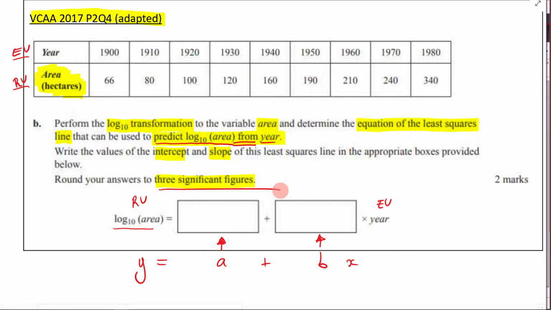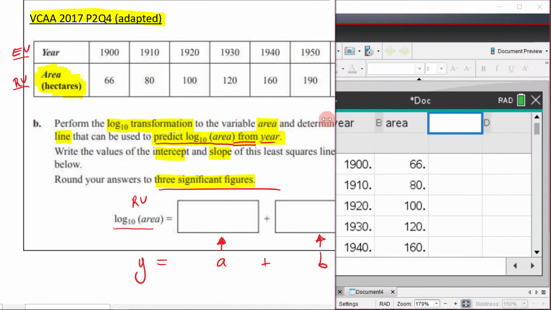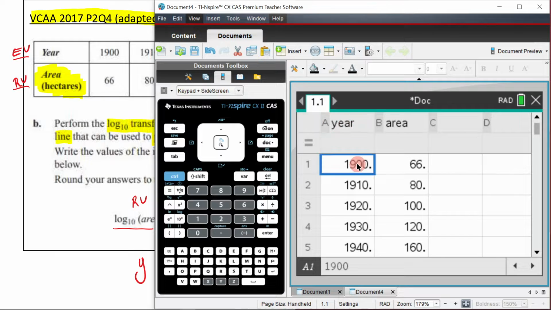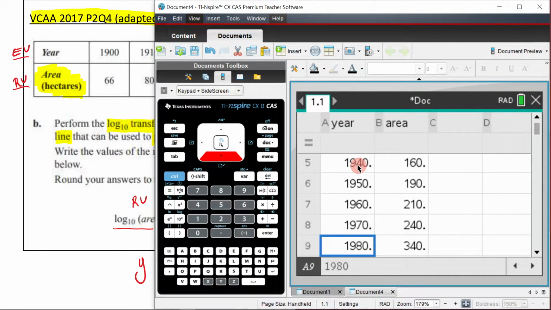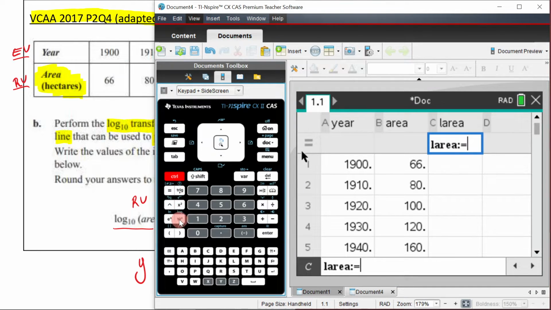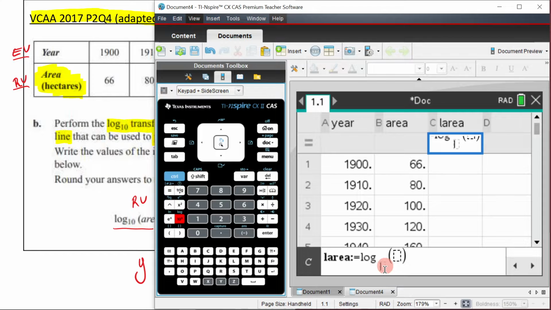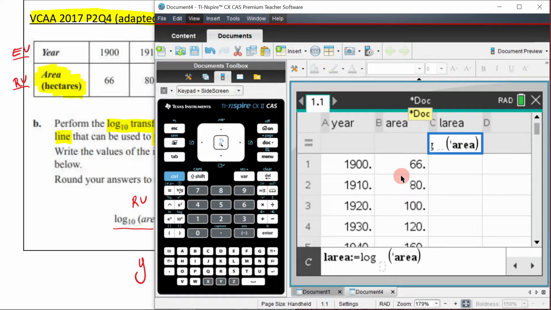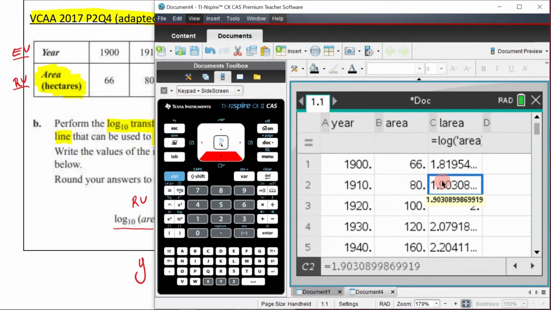The first thing that we're going to do is just plug this data into our CAS. So if we come to our CAS now, I've already done this. I put in year, I started at 1900, and I went all the way down to 1980 and put in all the corresponding area values. Then what I need to do is perform a log 10 transformation to the area. So I'm going to call this L area. And then I will come to this box, I will go equals, then I will go control log. Remember, you don't have to put a 10 there. It assumes a base 10. Then I'll come over here and go to area, put area there and then hit enter. And then it will populate that for me.